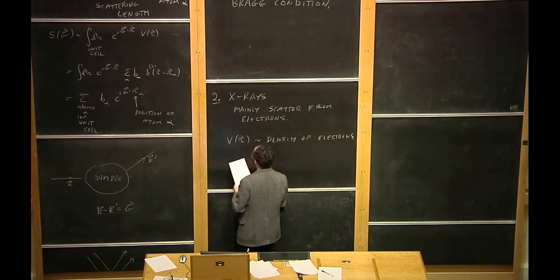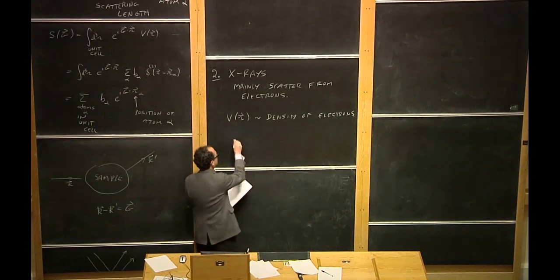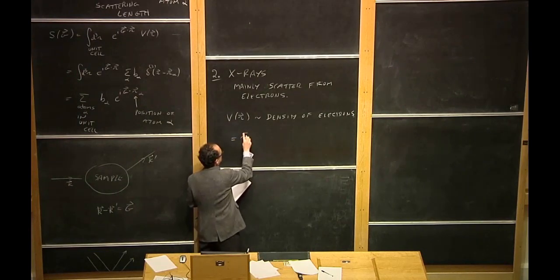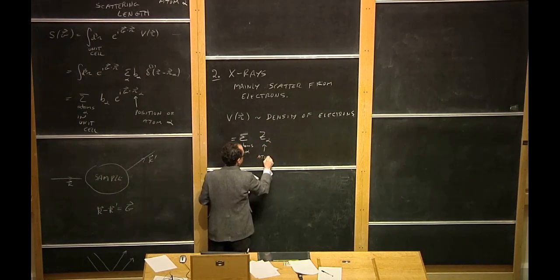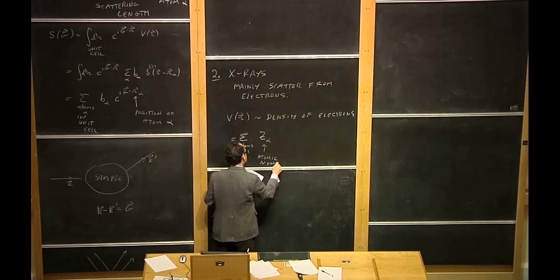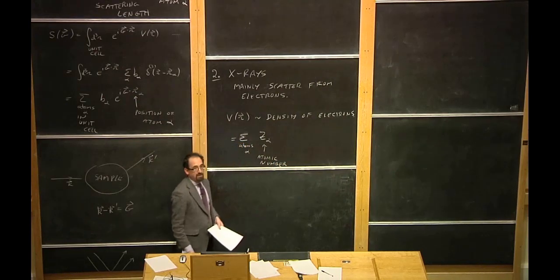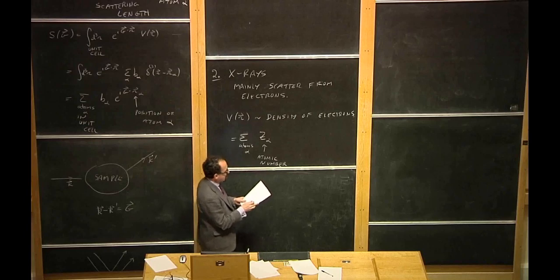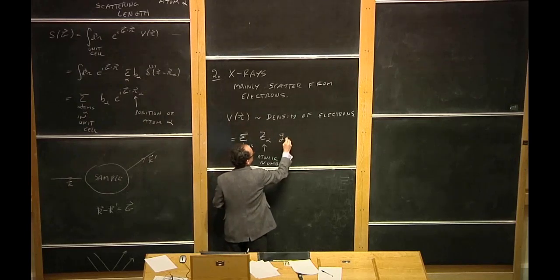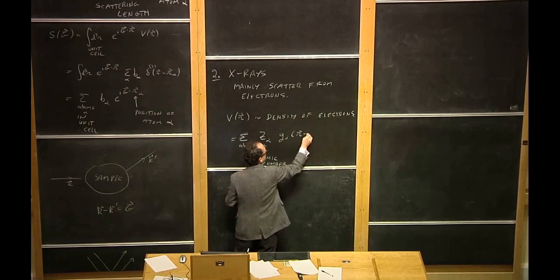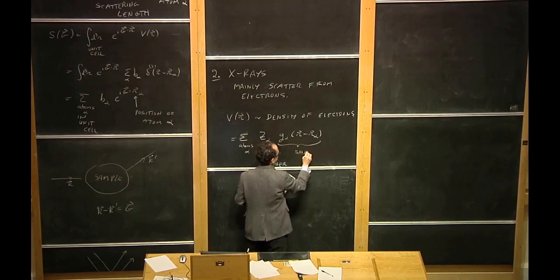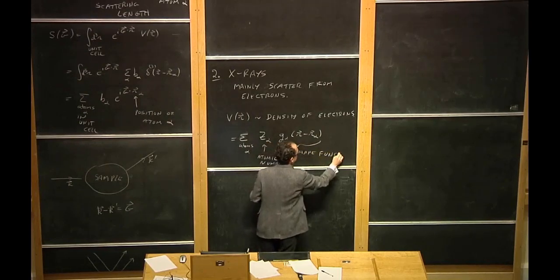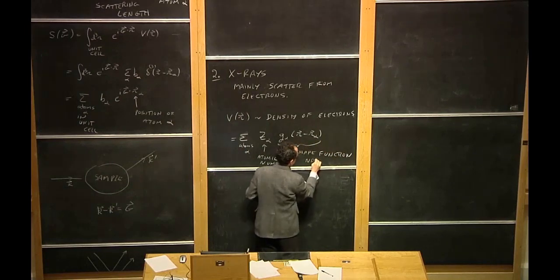So what's the density of electrons? Well, we can write an approximate expression for the density of electrons, which we'll write as a sum over atoms alpha of Z sub alpha, Z here being the atomic number of atom alpha, the number of electrons in the atom, also the number of protons in the atom, times some function, which I'll call G sub alpha of r minus r alpha, something like a shape function, which is normalized, so its integral is 1.